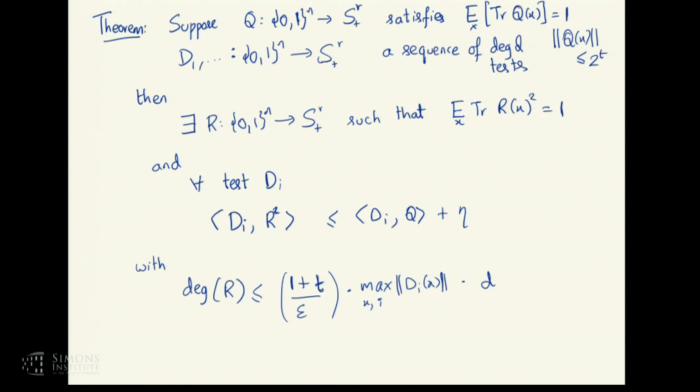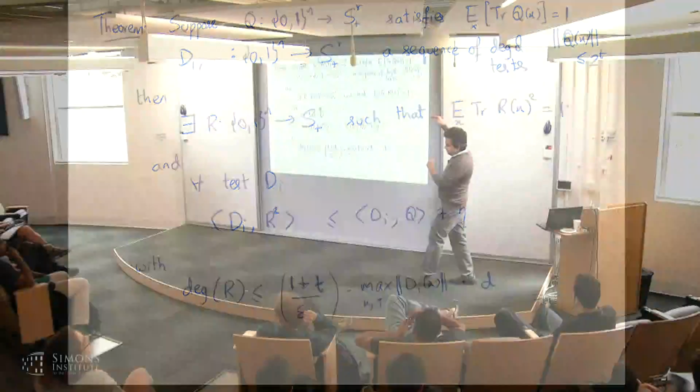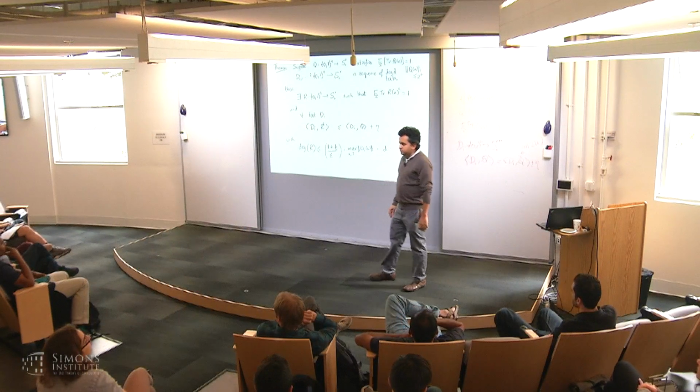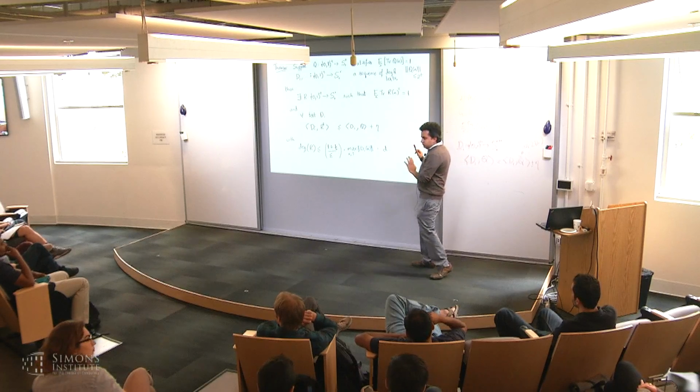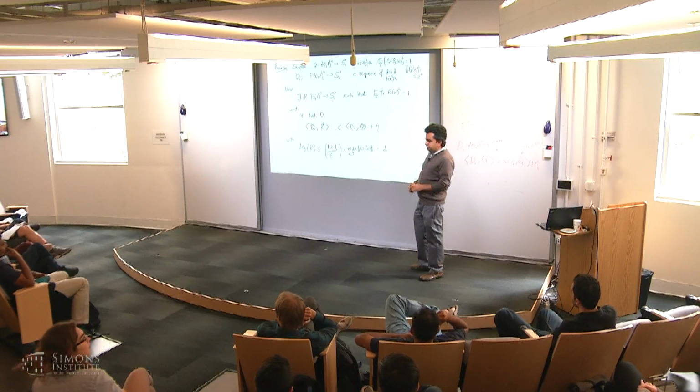That's the idea. Yes. Is there no dependence on the output dimension of your PSD matrices in the degree of the polynomial? No, there is no dependence. Essentially because the entropy takes care of that, right? Yeah, because the spectral norm of Q is 2 to the t and the expectation is 1. So it's very analogous to the matrix multiplicative weights update.